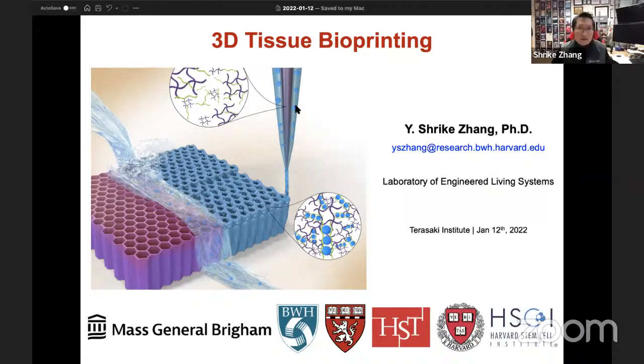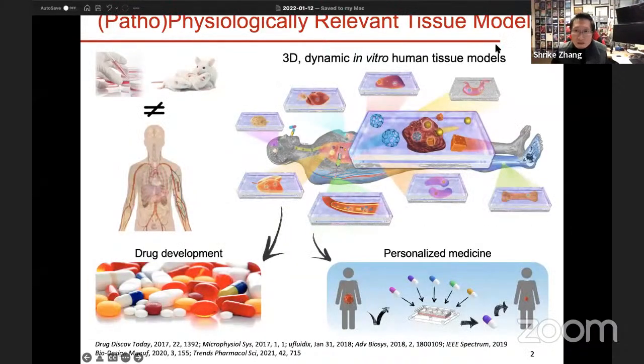All right, thanks so much, Mehmet and Ali, for the invitation. So I'm going to talk about some of the work that I've been doing in the past few years regarding primarily 3D tissue bioprinting. So a little background to start with. We have been really working on two different aspects. First one is tissue model engineering.